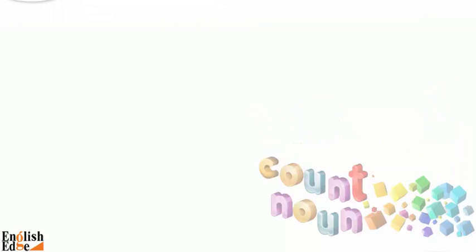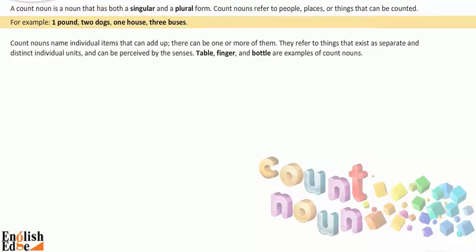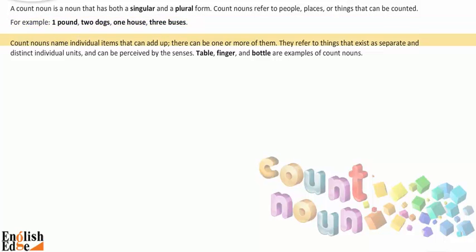Let's learn about count nouns. A count noun is a noun that has both a singular and a plural form. Count nouns refer to people, places, or things that can be counted. For example, 1 pound, 2 dogs, 1 house, 3 buses. Count nouns name individual items that can add up. There can be one or more of them. They refer to things that exist as separate and distinct individual units and can be perceived by the senses. Table, finger, and bottle are examples of count nouns.